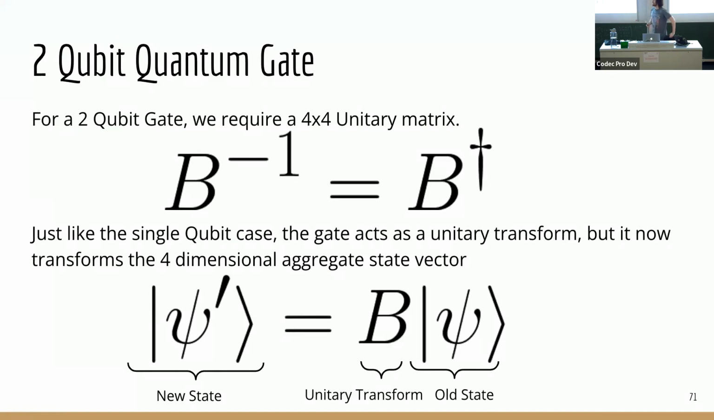Okay, now that we have a 2-qubit system, we would like to apply a 2-qubit quantum gate to that system. And in order to apply a 2-qubit gate, we now require a 4x4 unitary matrix. And just like in the single-qubit case, this gate will act as a unitary transform. The only difference is that we are scaling up the dimensions. So now it transforms this 4-dimensional state vector into a new 4-dimensional state vector. The formula here is identical to the single-qubit case.